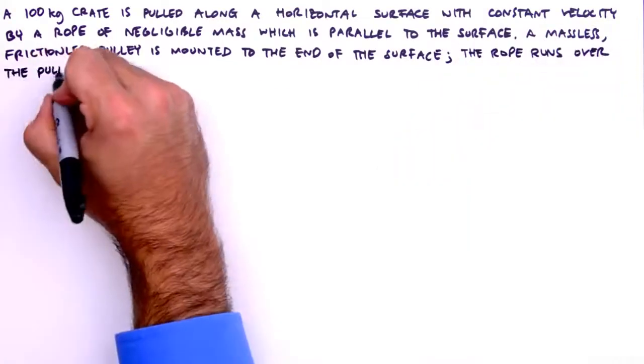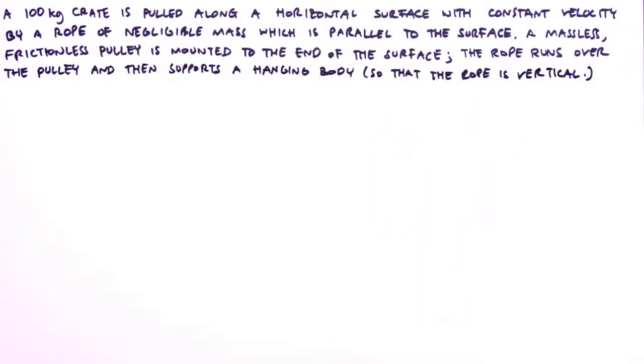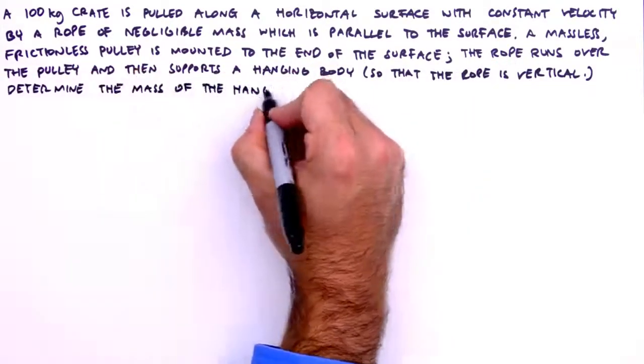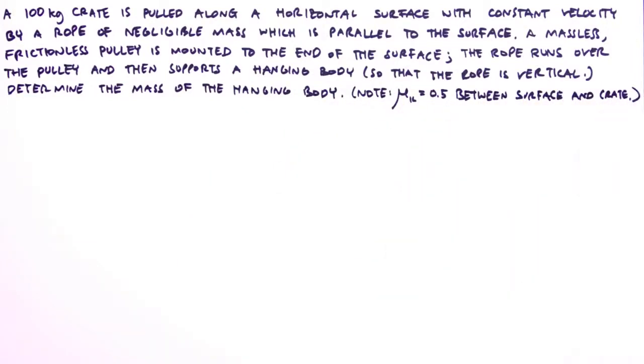Okay, the rope in our problem runs over the pulley and then supports a hanging body so that the rope is vertical. Our task is to determine the mass of the hanging body, given the coefficient of kinetic friction between the surface and crate, of course.